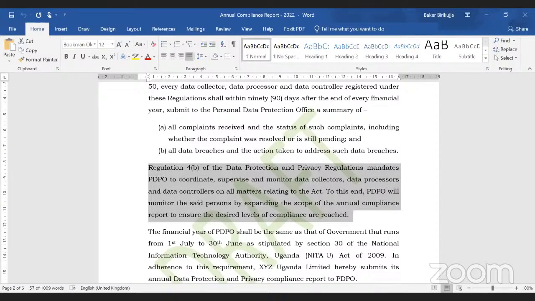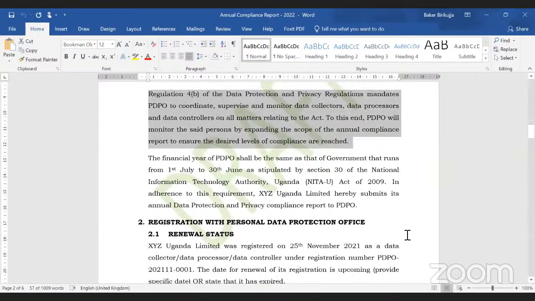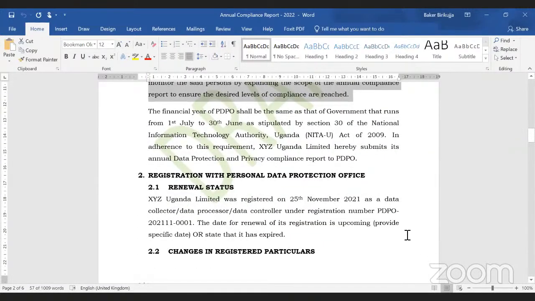So based on that, we've expanded what should be in the report to enable you to adhere to all the other areas of the Data Protection and Privacy Act. So these are some of the sections on which you'll be providing information, starting with the registration. You let us know when you were initially registered, and then your status at the time of submission of the report, so whether your renewal is upcoming or it's expired.